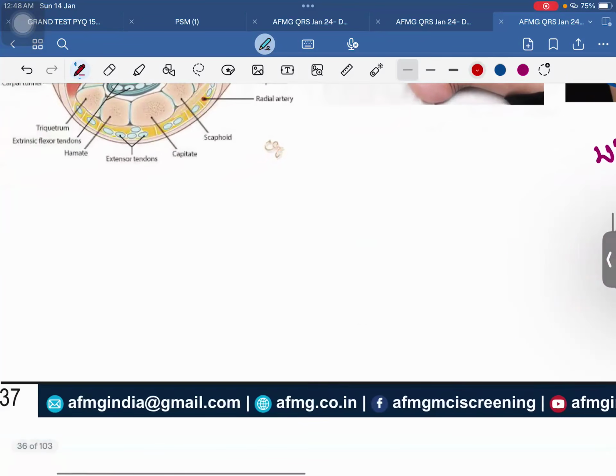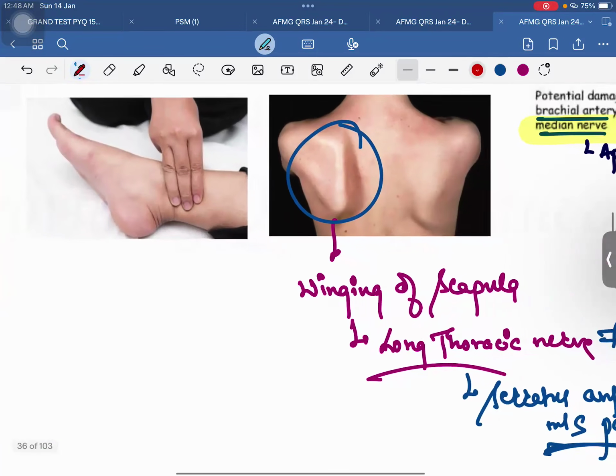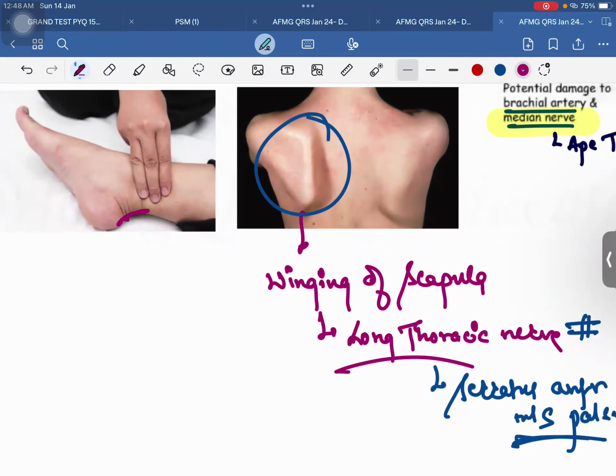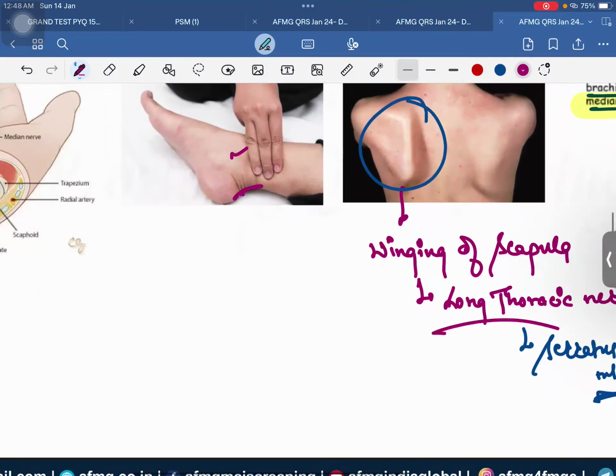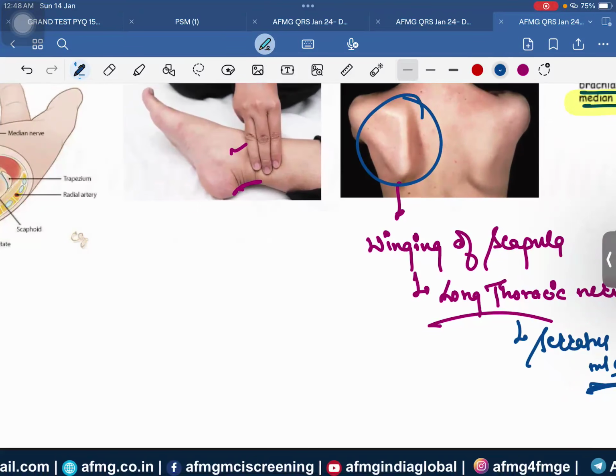Next condition, beta, over here. This is a commonly repeated exam question. Here you can see between the Achilles tendon and the medial malleolus. If the examiner is palpating the artery, the artery which is there, beta, it is going to be the posterior tibial artery itself. So on this side, definitely we are going to palpate the posterior tibial artery.